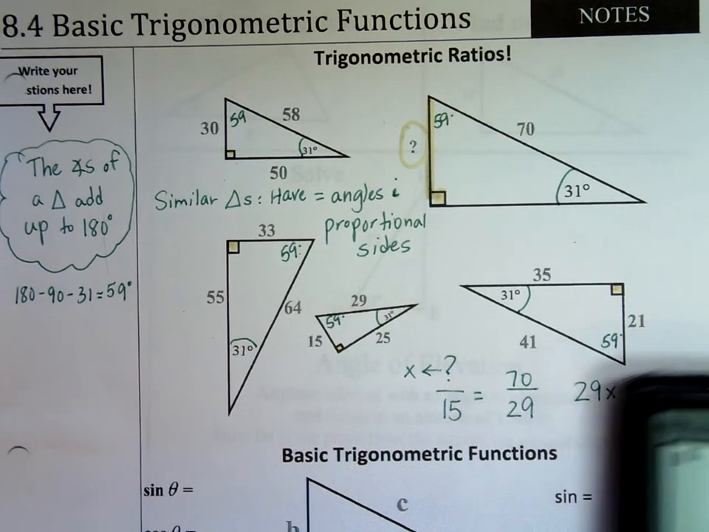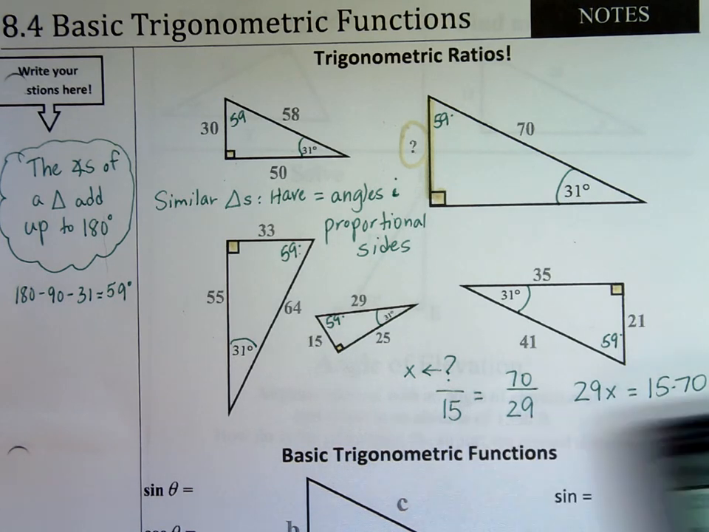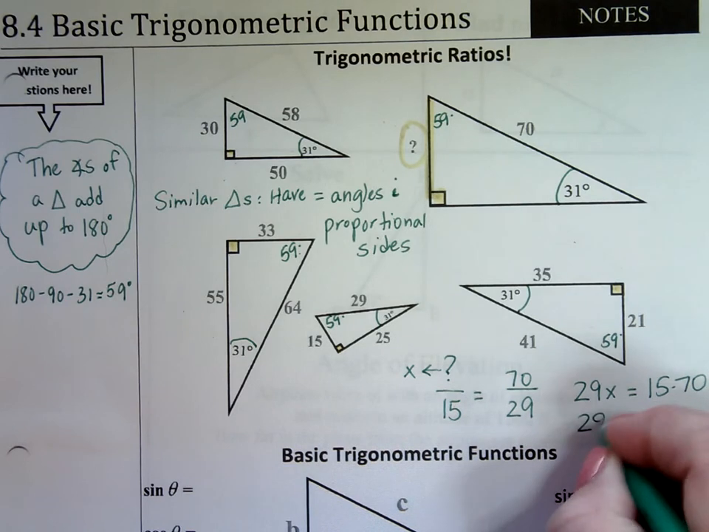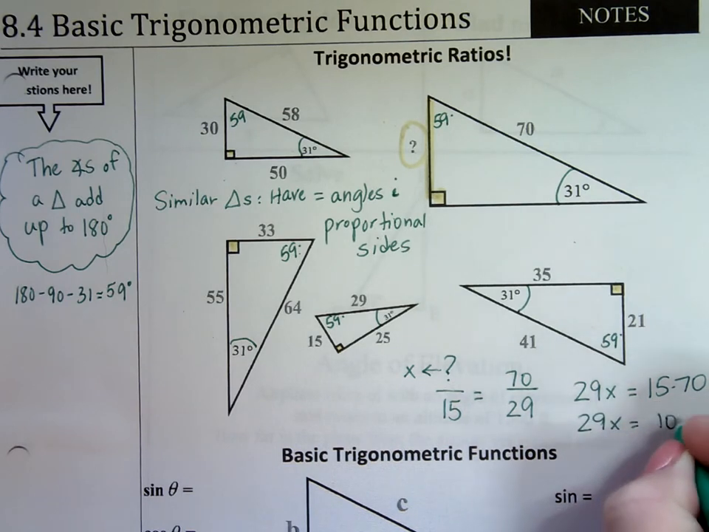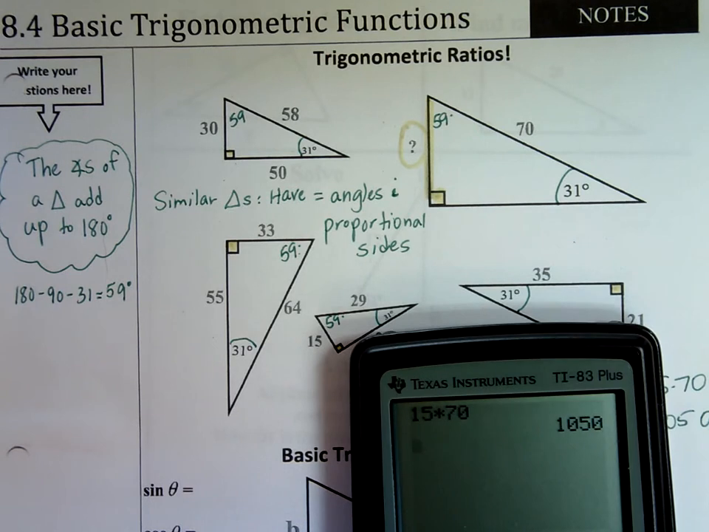So if I do the 15 times 70 first, 15 times 70 gives me 1050. So now I got 29x equals 1050. And then to figure out what x is, my question mark, I have to divide. So 1050 divided by 29, and I get 36.2. And that's my answer.